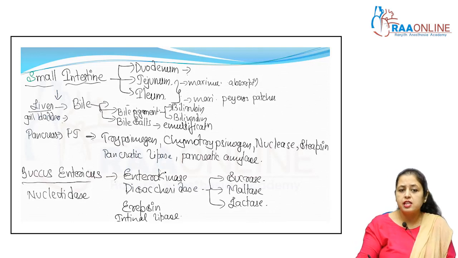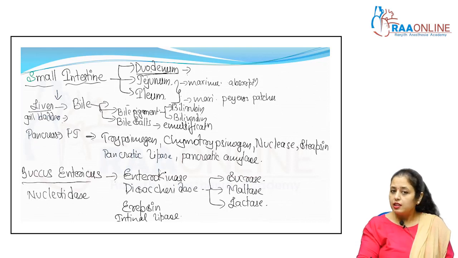By the combined activities of these in the small intestine, in the part of the duodenum, which is the smallest portion of the small intestine, the digestion of carbohydrate, protein, and fat is completed here, right?